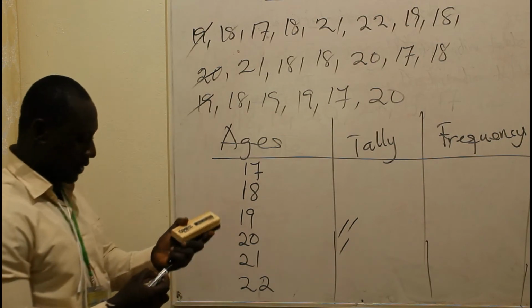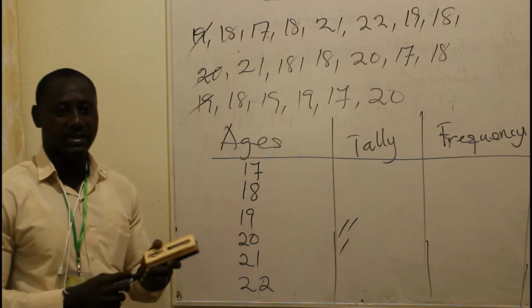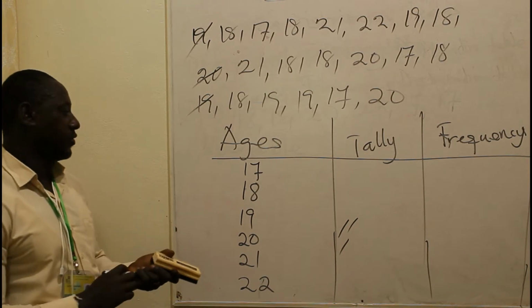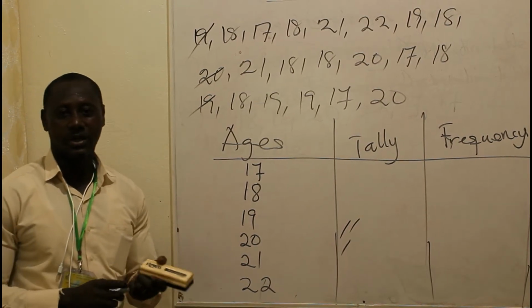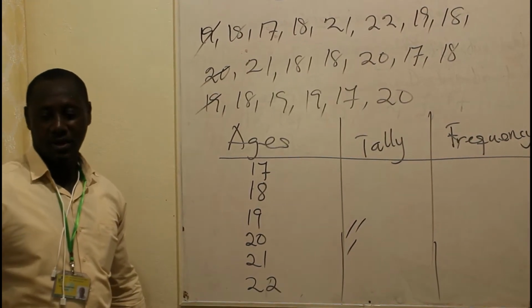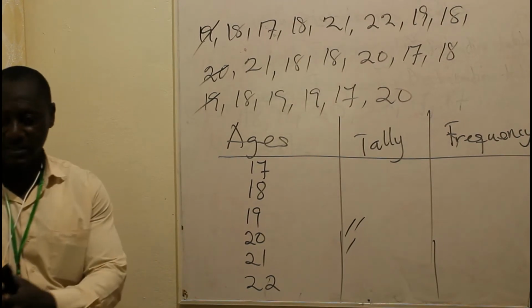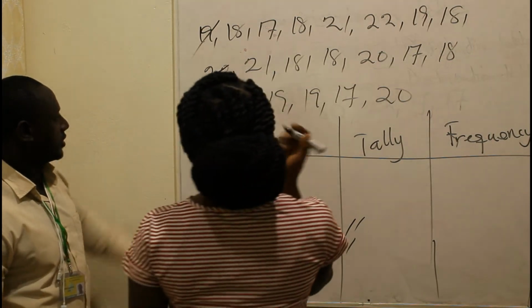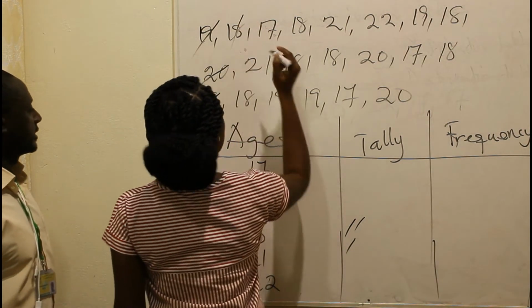So I'm going to call some of the students in my class. I have Priscilla with me here. Priscilla will come to the board to do the same for us. Do it for about two of the data values. Then we continue from there. Priscilla, help us. So we are going in this way. You cross 19, 18.